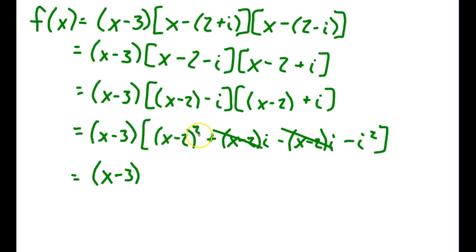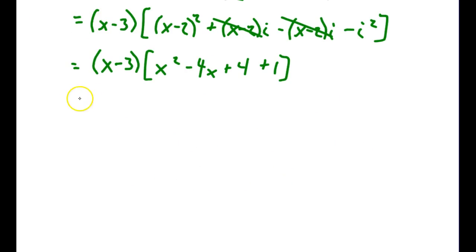Now we need to FOIL out x minus 2 times x minus 2. And if we did that, we would get x squared minus 4x plus 4. And then don't forget, i squared is equal to negative 1. So if we're subtracting a negative 1, we're actually adding 1. Combining like terms inside the brackets, and now we can actually use parentheses because we eliminated the parentheses inside the brackets before. We have x squared minus 4x plus 5.